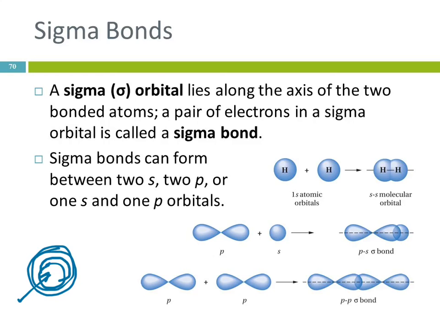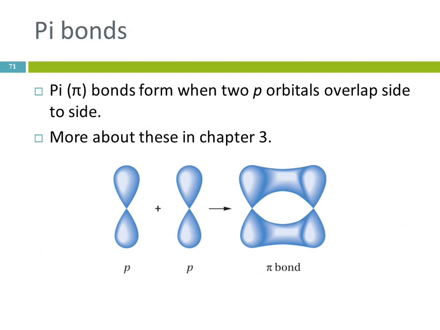So we're taking these atomic orbitals and we're overlapping them to form these bonds. We're not going to talk about this very much until chapter 3, but you can have another kind called a pi bond, and what happens here is you have two p orbitals, but instead of overlapping end to end, they overlap side to side.